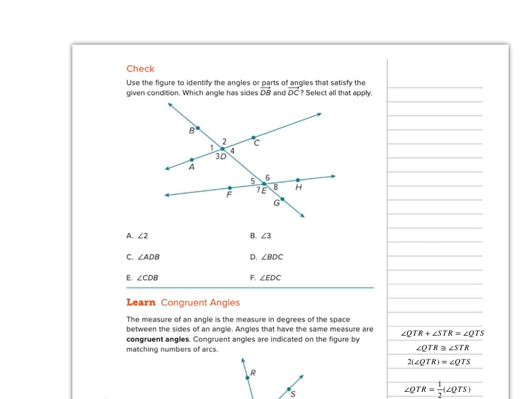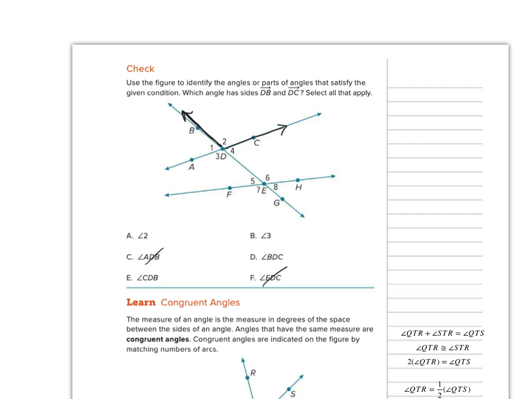Okay, so looking here, use the figure to identify angles or parts of angles that satisfy the given condition. Which angle has sides DB, okay, there's one side, and DC, so I am looking for points or letters B, D, and C. B, D, and C. E is not included. A is not included in my naming, so those aren't included in the sides of DB and DC.